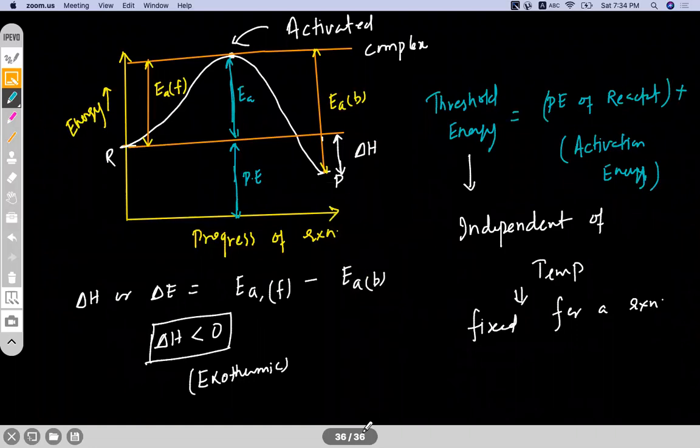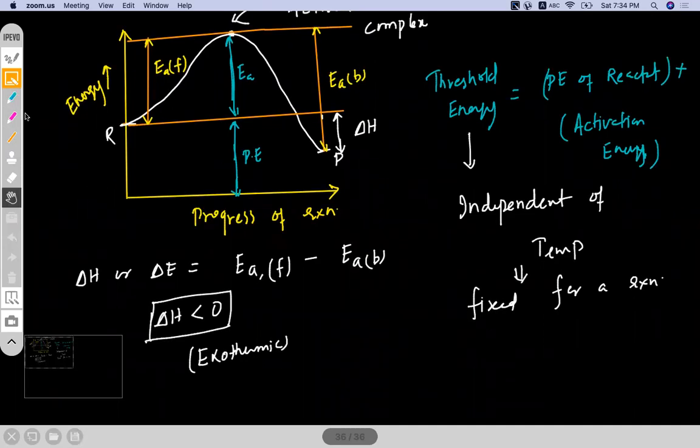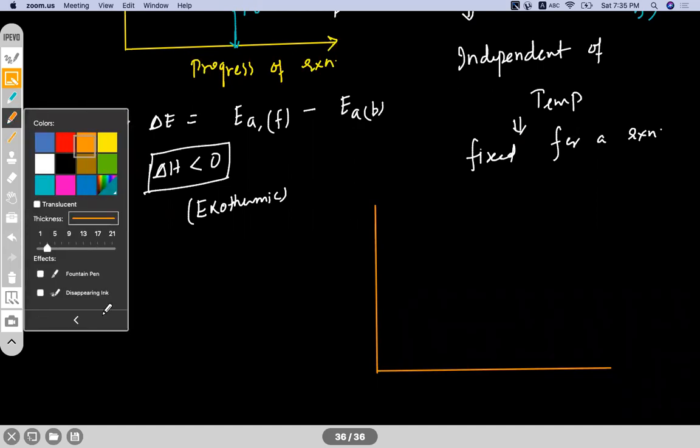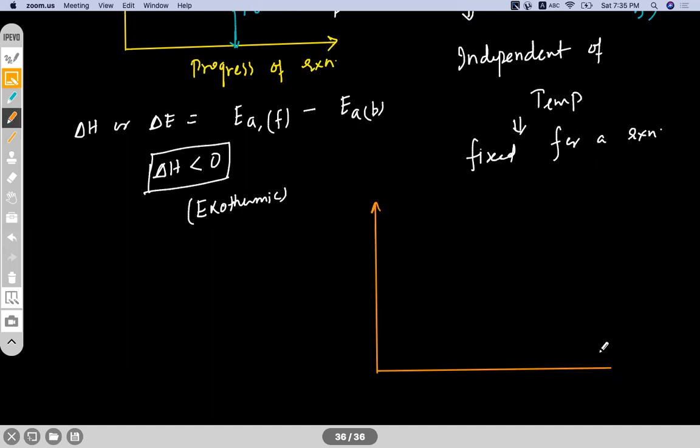Now, this you can also draw for endothermic. The graph will be exactly opposite. If you look at this graph, I'm just drawing it for endothermic. The energy of the product will be more than that of the reactant. So the graph of an endothermic reaction, all the axes are the same, so it will go like this.